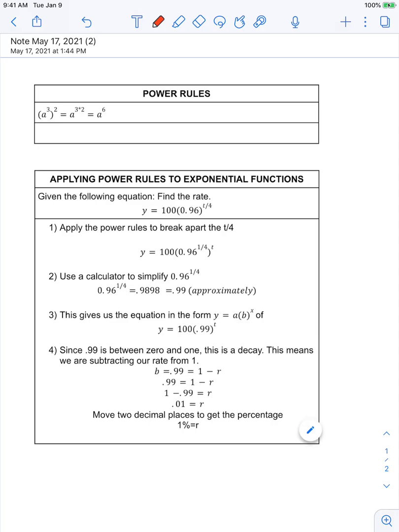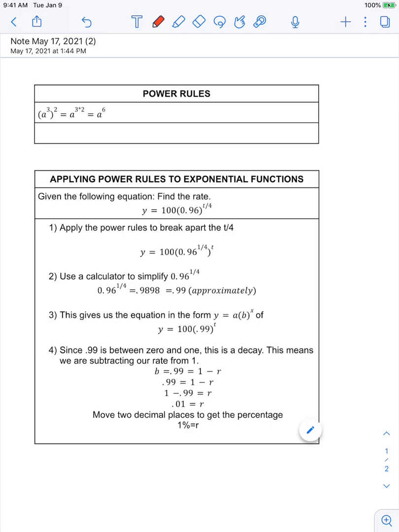Okay, we're going to use power rules in exponential functions, and we need to refresh some of the rules. So the first thing I'm going to do is talk about powers to powers. And right here, I have a power to power. And when I have a power to another power, I'm multiplying those powers together, which gives me a power of 6 in this particular case.